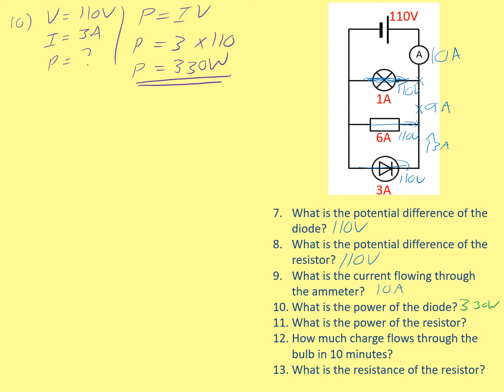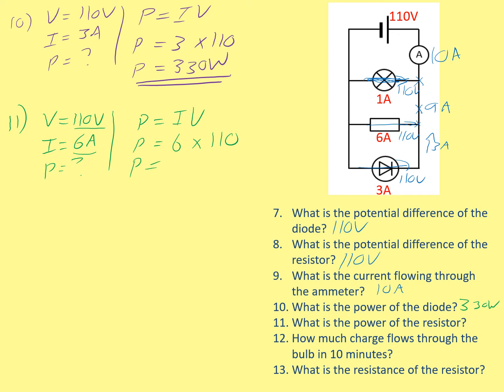Question 11, what's the power of the resistor? Exactly the same question. So I know the potential difference of the resistor is 110. I know the current of the resistor is 6. Power is the question mark. So therefore power is IV. Power is I times the potential difference, which is over here. So there's my I and there's my V. Therefore power is 6 times 110, use my calculator, 6 times 110, 660 watts.